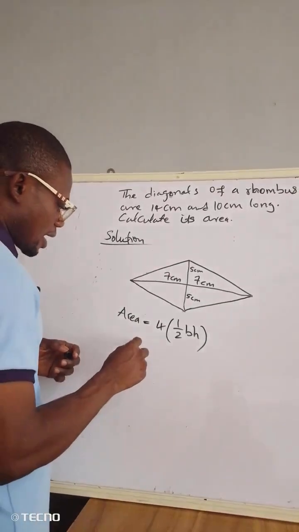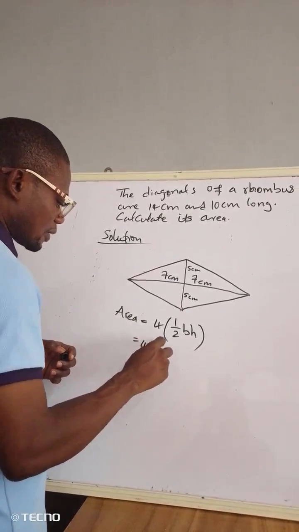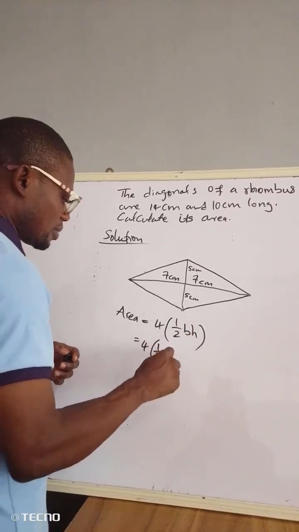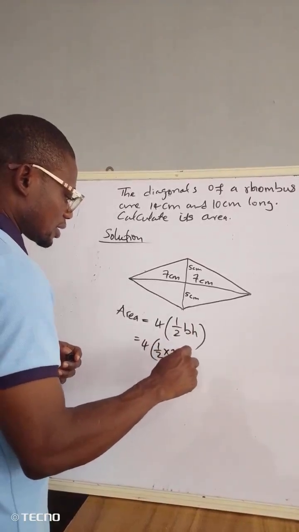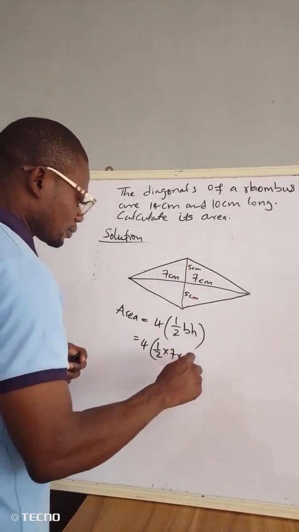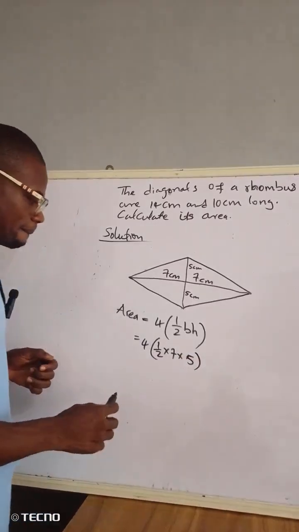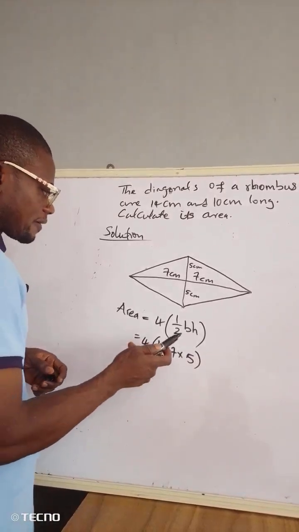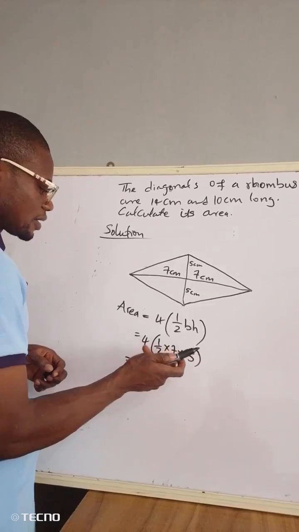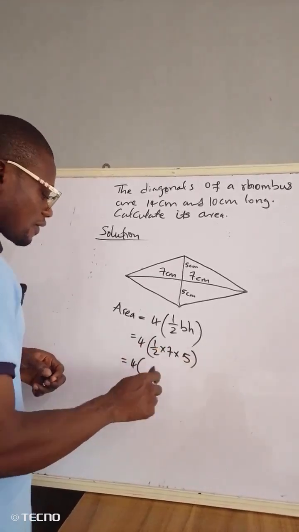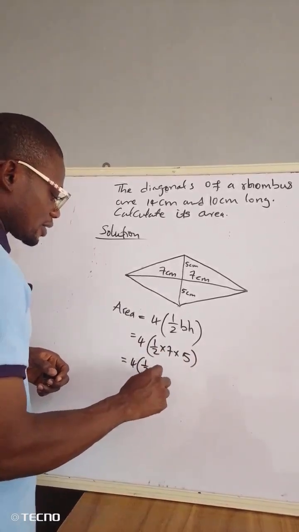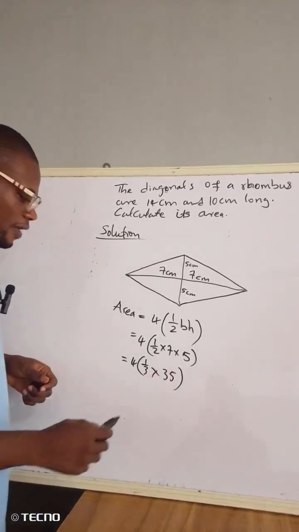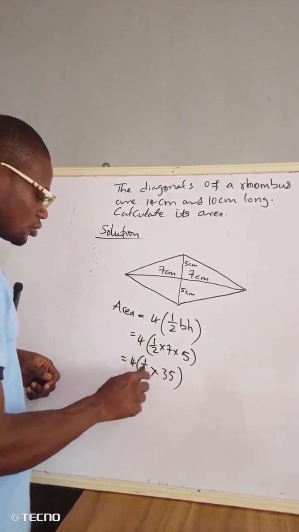So here I'm going to have 4 times. Let's say the base is 7, the height is 5. So we have 4 times, then 7 times 5 will give you 35. 7 times 5 will give you 35. Then, sorry, here is half.